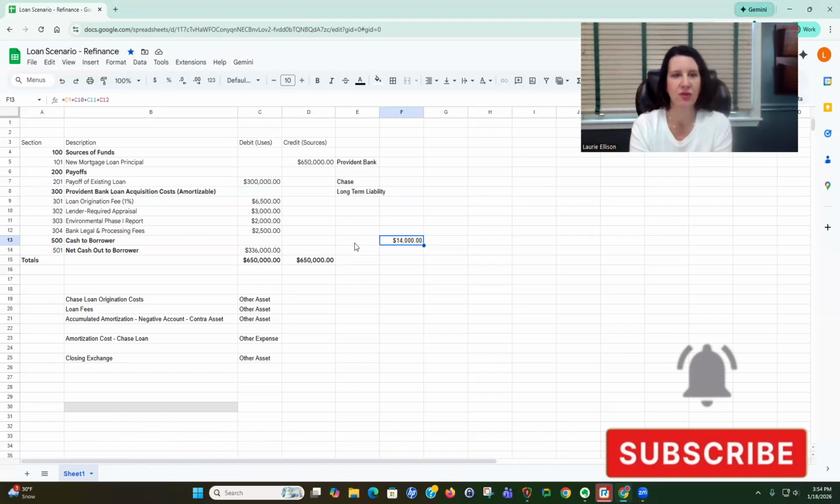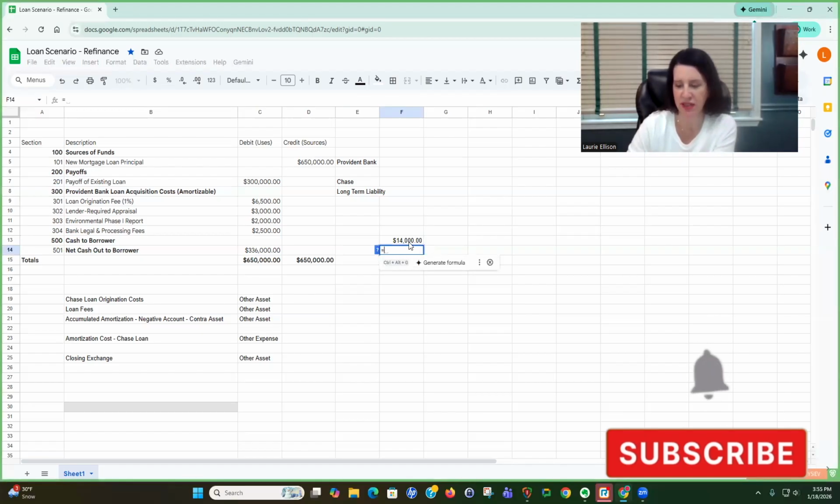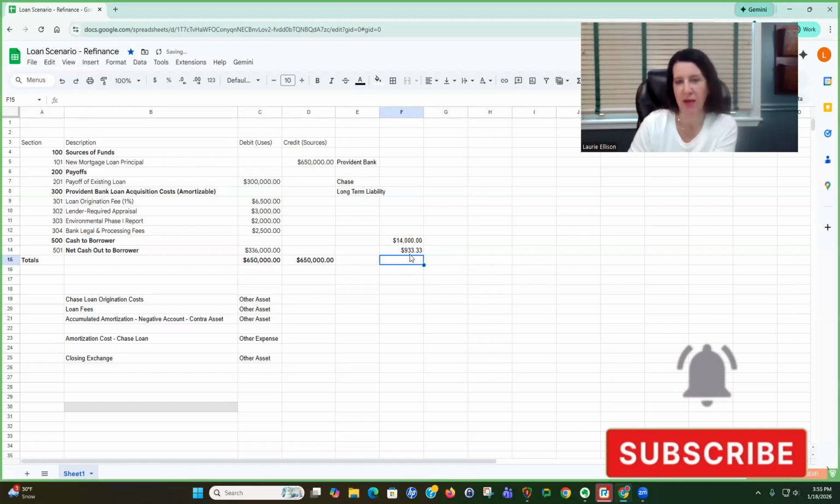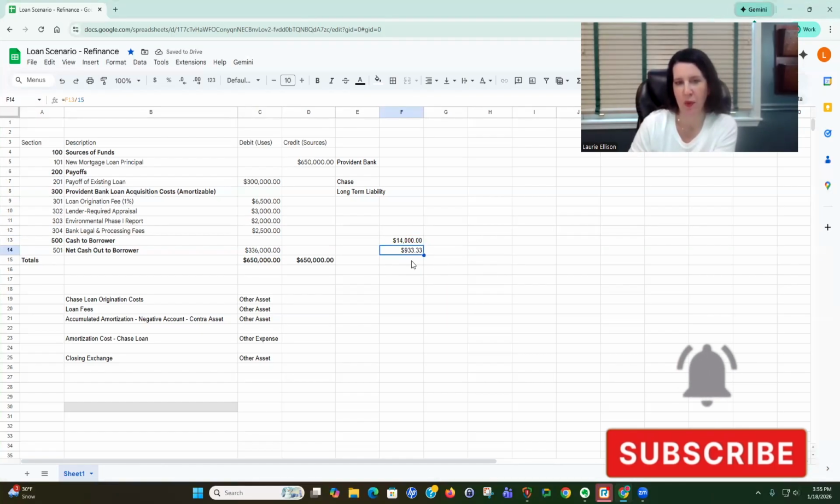You only get to take it over the life of the loan, unless you refinance again, and then whatever balance is left, you will be able to take. So let's say you did 5 years. I'm just going to make it easy. If we had 14,000 divided by 15 years, that would be how much we take each year. I don't want to skip ahead too much, but that's how much you would be allowed to take.